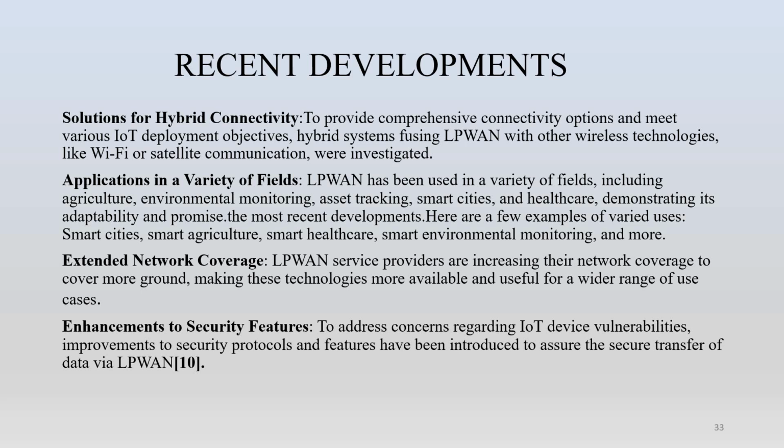And coming to the recent developments, we could know that in addressing the diverse connectivity needs of IoT deployments, solutions have been explored to create hybrid systems that combine low power wide area network technology with other wireless technologies like Wi-Fi or satellite communications, providing a comprehensive range of connectivity options. So LPWAN has demonstrated its adaptability and promise across various fields such as agriculture, environmental monitoring, asset tracking, smart cities, and healthcare.